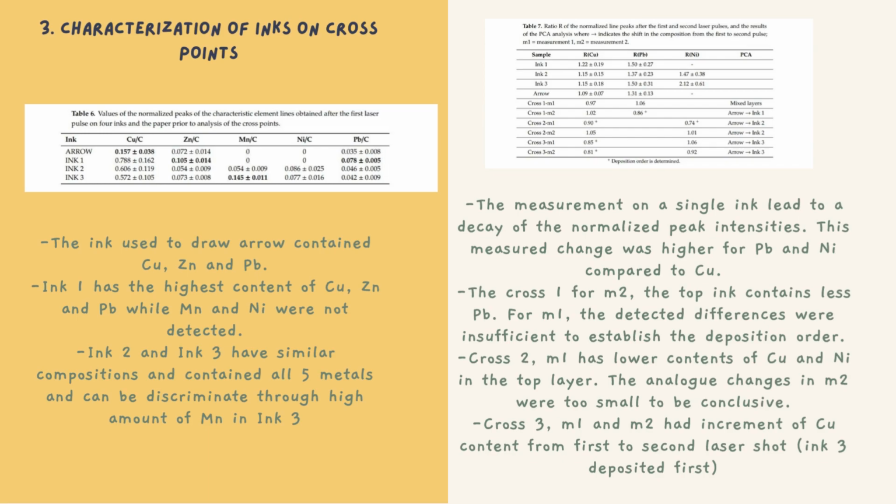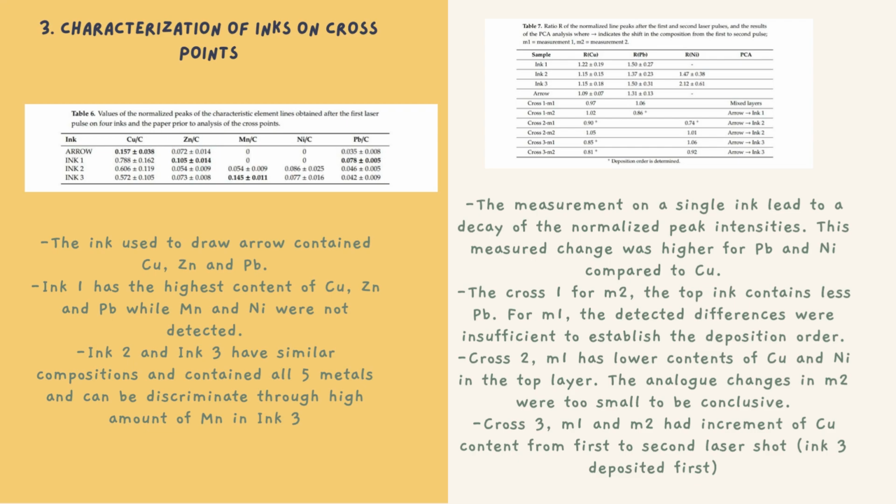Characterization of inks on cross point. The paper itself did not show the presence of these elements. The ink used to draw the arrow contained only copper, zinc, and a very low amount of lead, but its copper content was at least 3 times lower than in the other 3 inks.